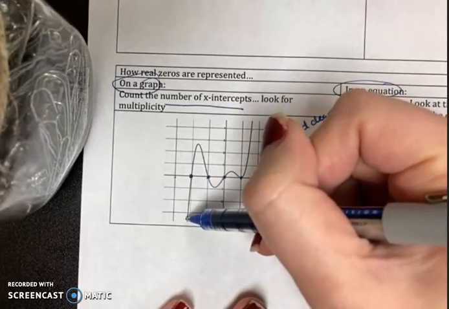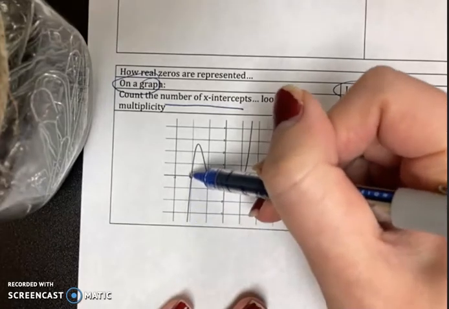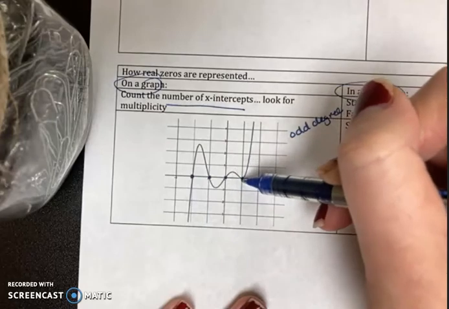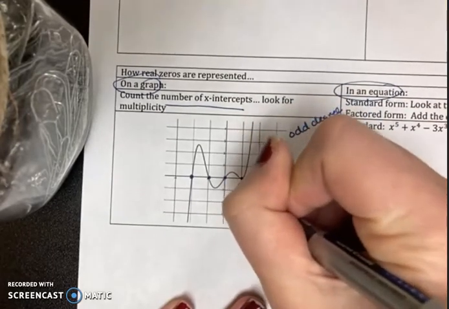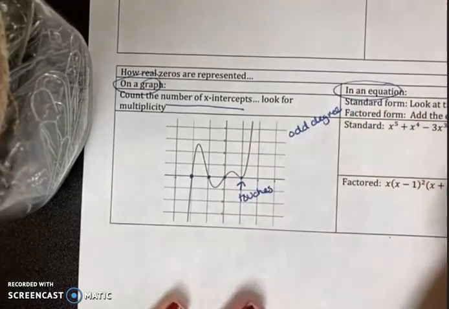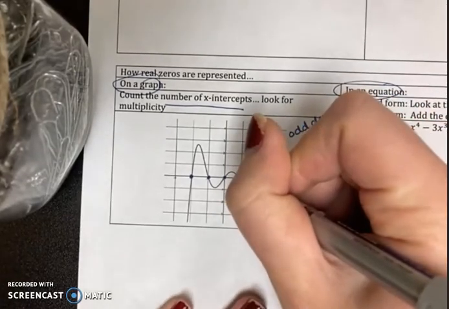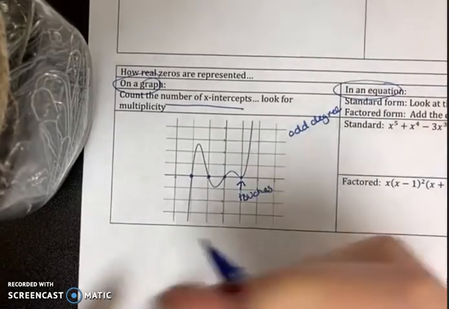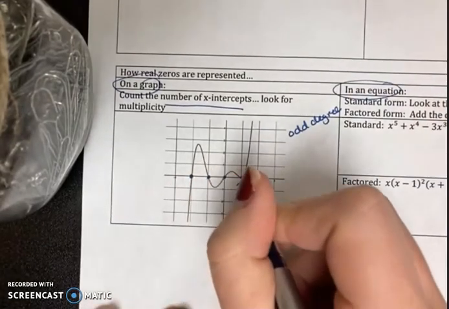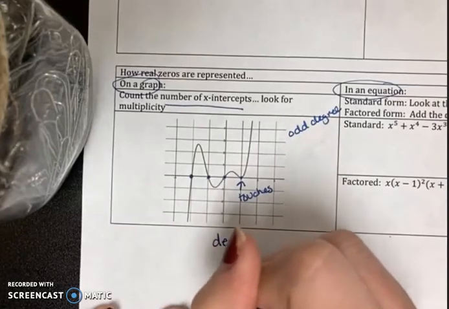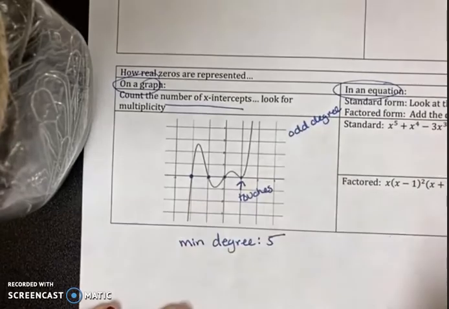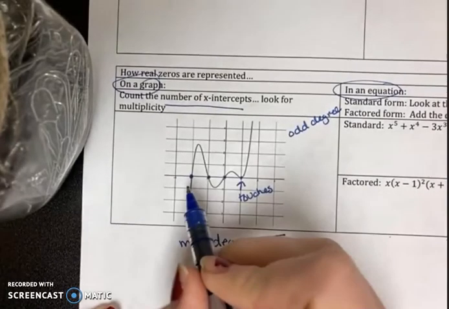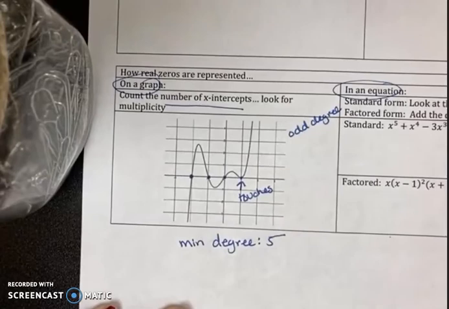So we'll say a minimum of 1 degree here, here, here, and then at the x-intercept of 1, notice how it touches. So I know the minimum degree here is 2. So 1 plus 1 plus 1 plus 2 gives me a degree of 5. And that's, again, a minimum degree. All I know is whether or not something's odd or even just by looking at the graph. So again, not the best.